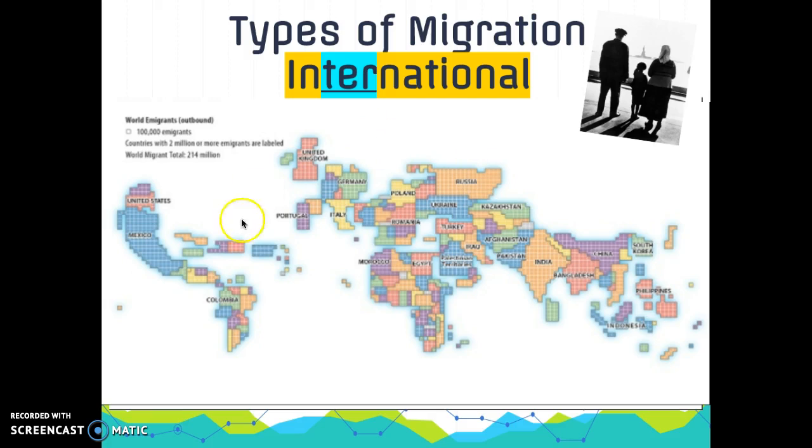So on this map, this is the world-wide immigrants. And so you can see Mexico is the largest country on this map, indicating that there is the most movement from Mexico to other countries. But you can also see that Russia and India, Pakistan, Afghanistan are also pretty large.